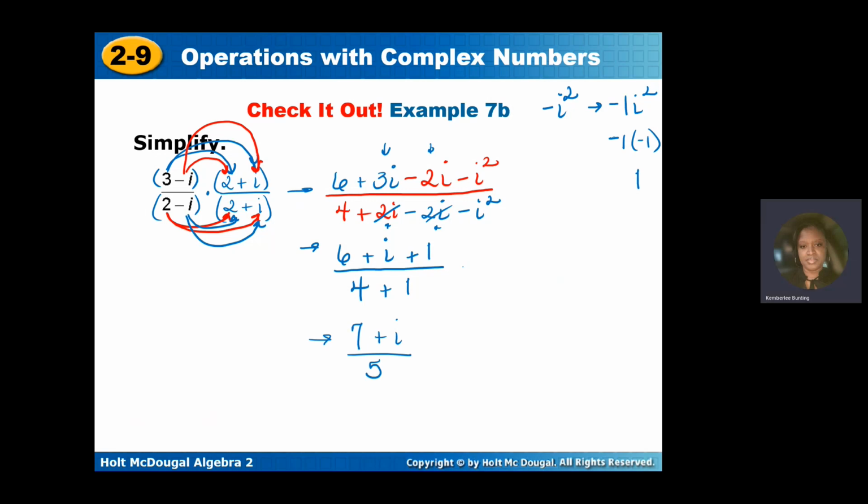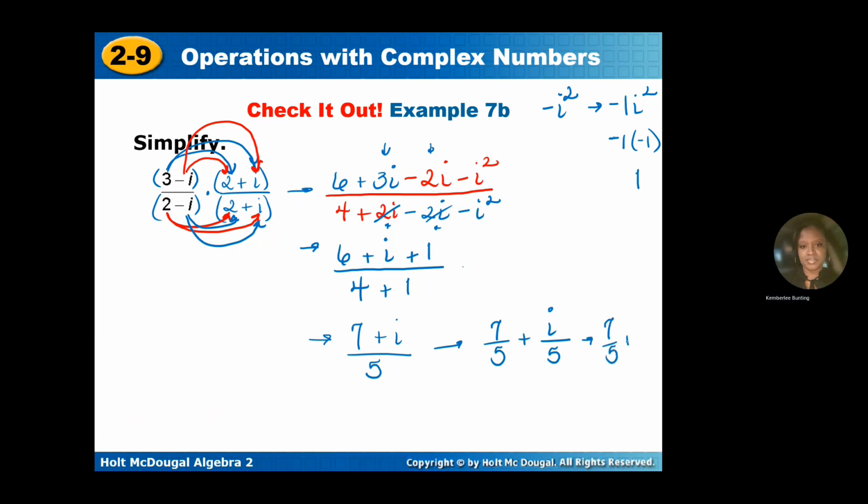Okay? And if they want the answer in complex number format, I'm going to split my denominator, and I'll end up with 7 over 5 plus, now, you all have been writing it this way, I over 5, which is cool. But this is how you're going to see it in the text. 7 over 5 plus 1 over 5 I. Okay?